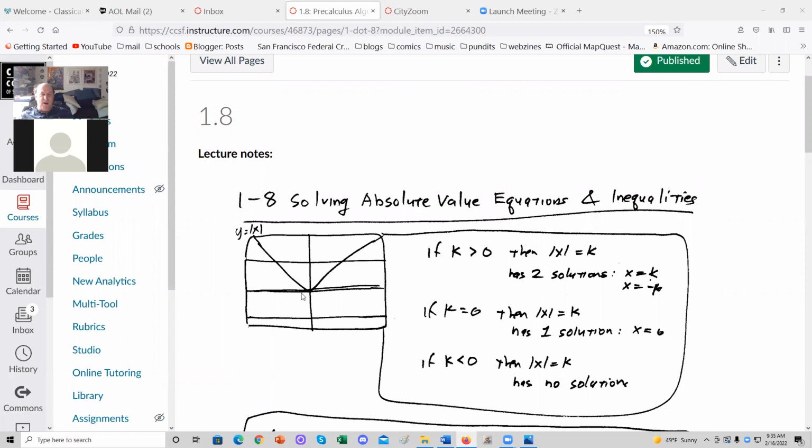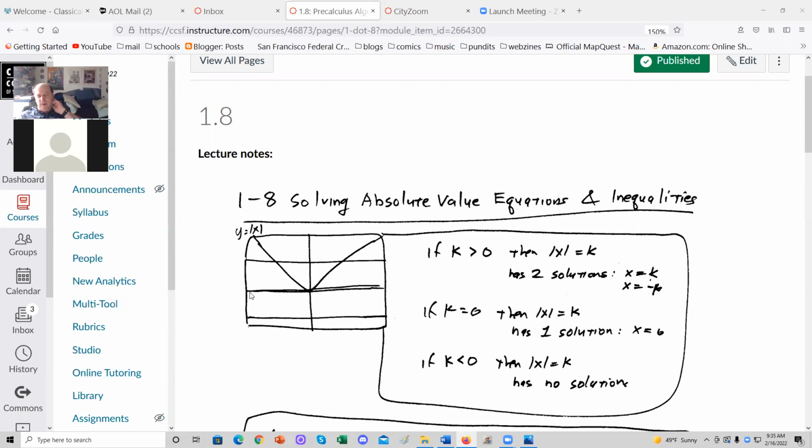This is a graph of y equals absolute value of x. It's a V shape. Here's a graph of y equals k. All right. We want to solve absolute value of x equals k. When k is positive, these two graphs meet at two places, namely, positive k and negative k.